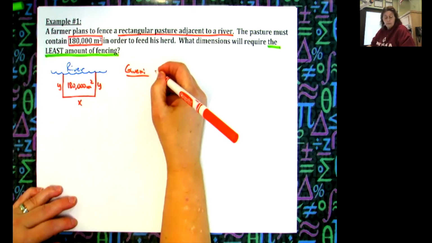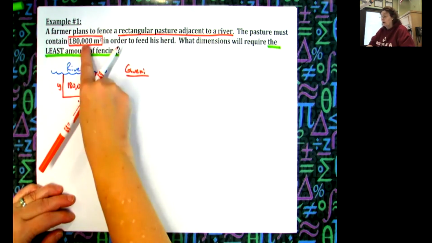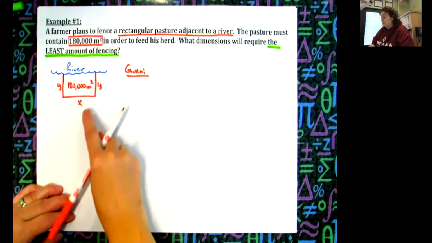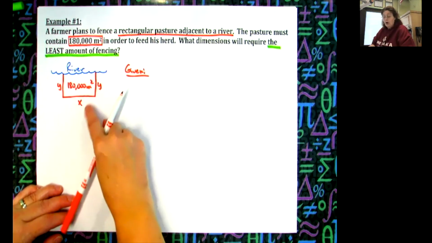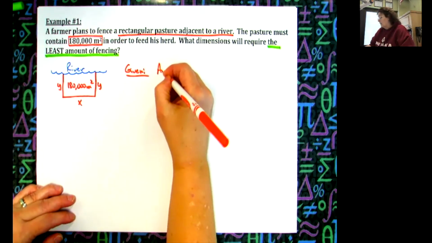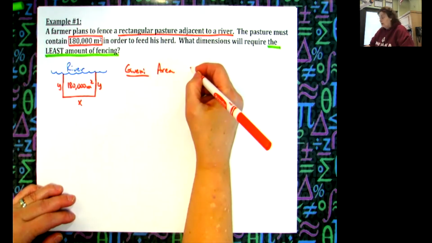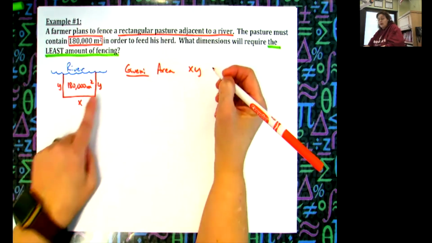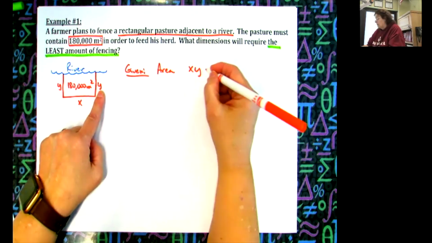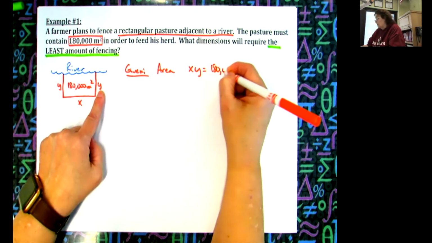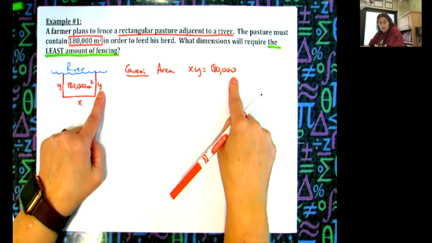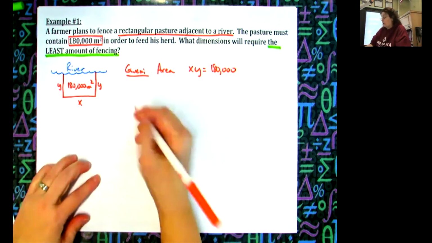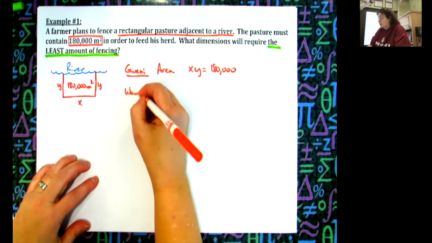Our given, what did they give us? They gave us the area being 180,000. Based on the way I have labeled this problem, my area is going to be X times Y, length times width, because it's a rectangle, and that's going to be equal to 180,000. So I have an equation. From the given information, I can write an equation.